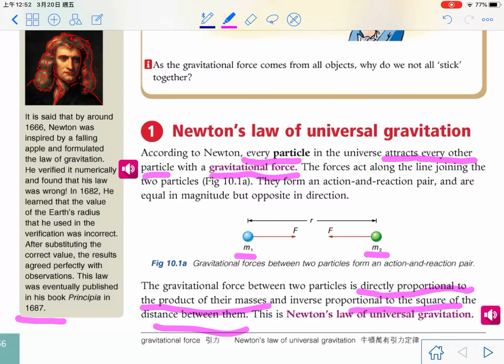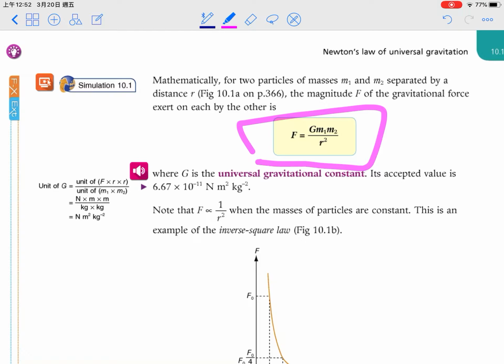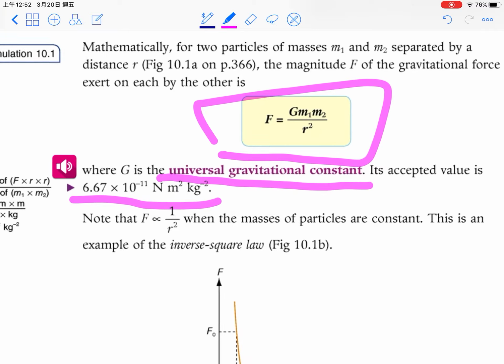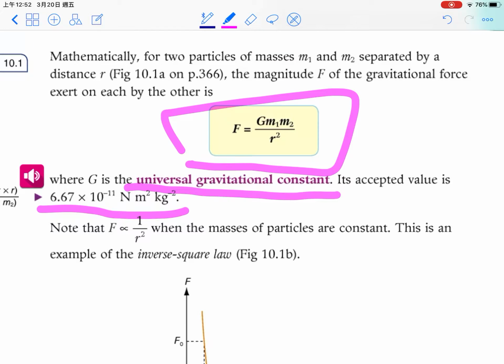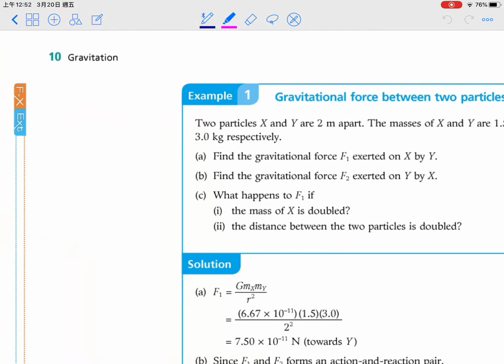It was verified by Newton 300 years ago, mathematically with the equation F equals G m1 m2 over r squared. G, we call this the universal gravitational constant. We can find this in the formula sheet in the DSE paper, 6.67 times 10 to the power minus 11. Okay, m1 times m2 over r squared, inversely proportional to the square of r, the distance between the objects.